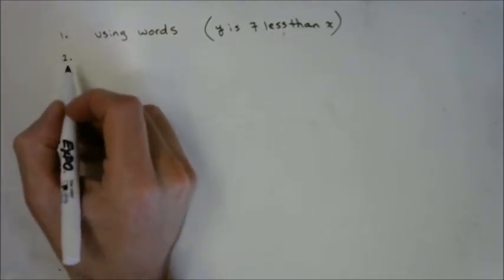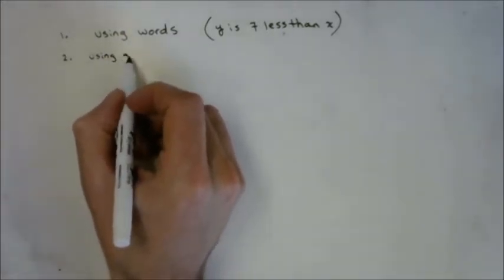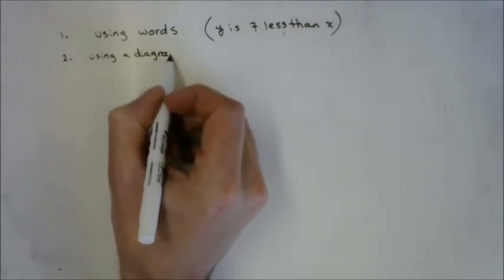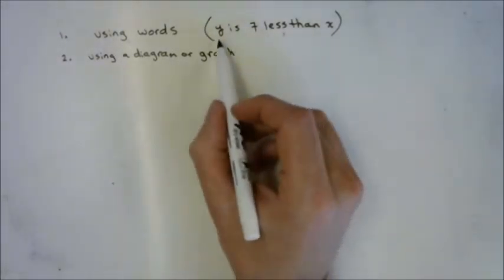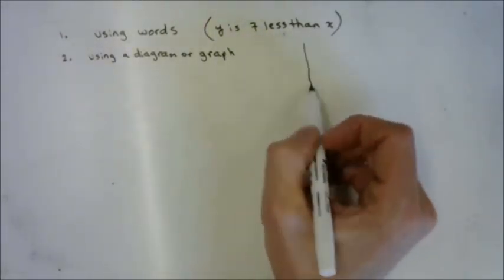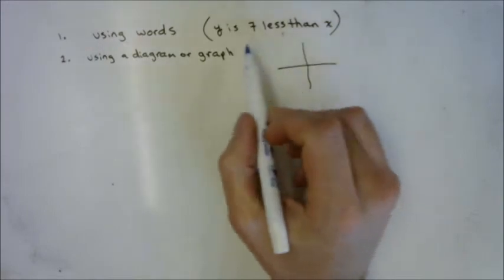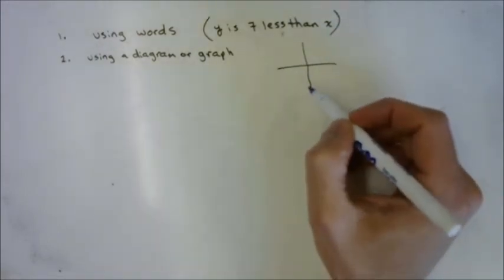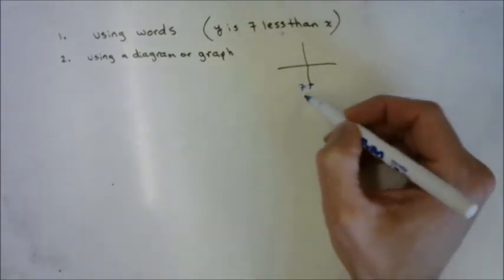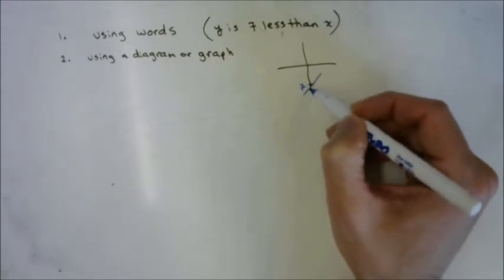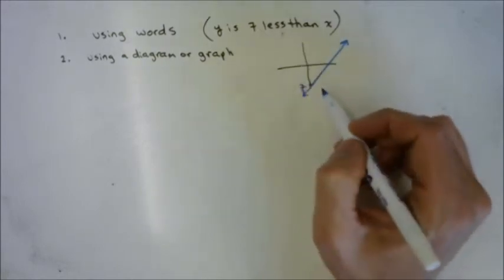The second way it could be represented is using a diagram or graph. You don't need to draw this, but in the case of y is 7 less than x, that would be a graph where y varies indirectly with x, and it's actually going to be 7 less than x. So that would cross the y-axis down here, but it would still go up every time x goes up by 1, y goes up by 1. So it still has a slope of +1. That's what these words would look like if we graphed it.